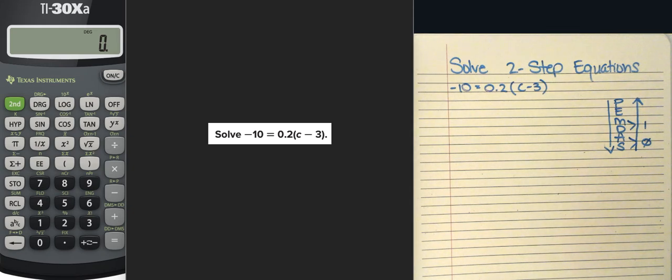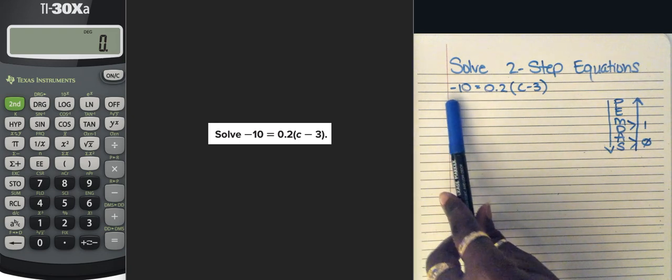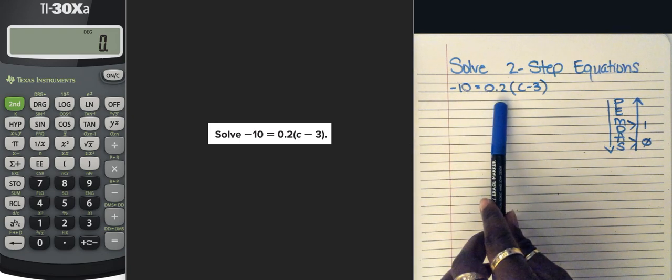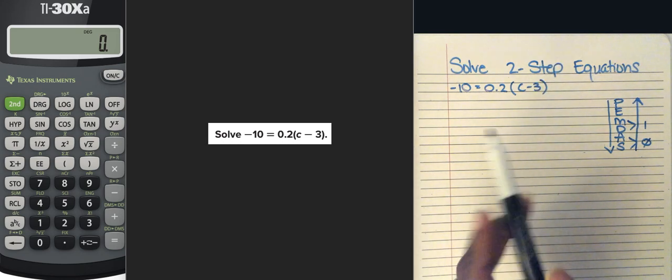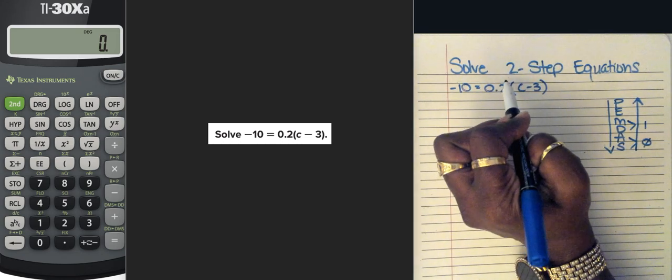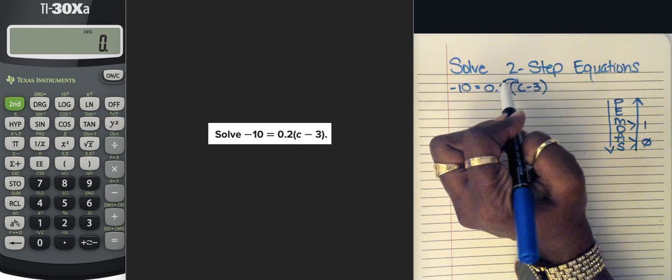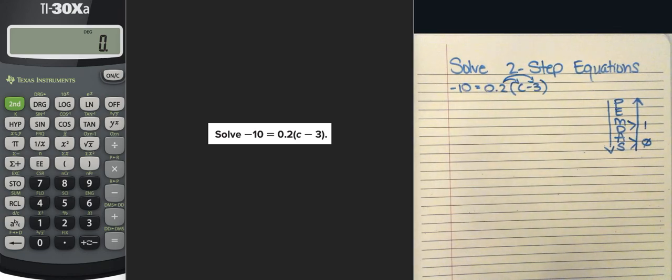All right. So we have another problem that we're going to solve. They gave us -10, and that is going to be equal to 2/10 times c minus 3. So first thing we need to do is get rid of that parentheses. So I'm going to multiply 2/10 times each term inside of the parentheses.